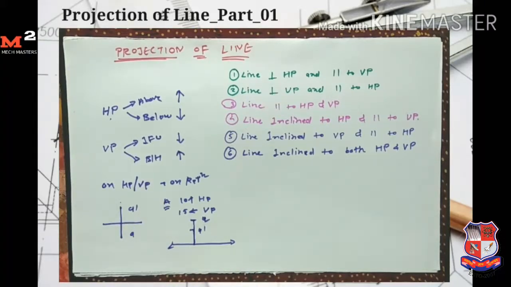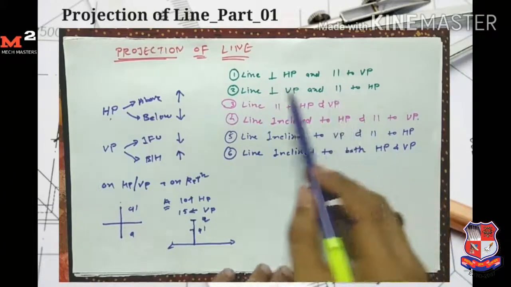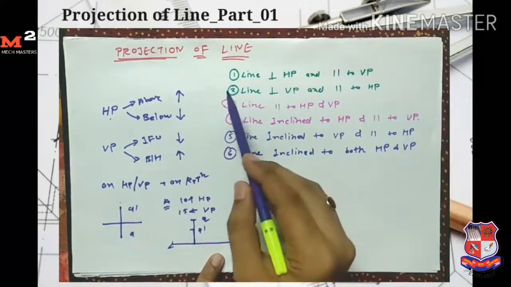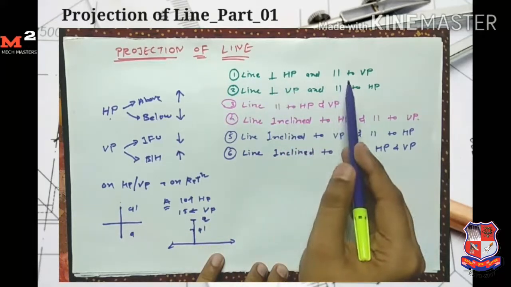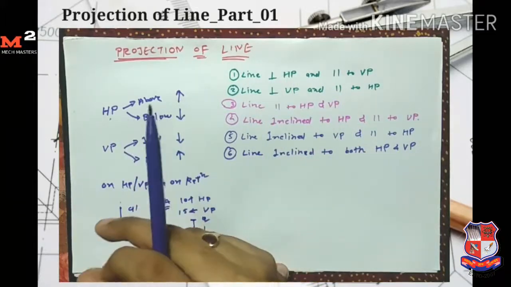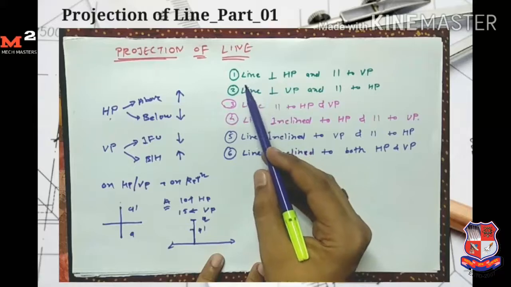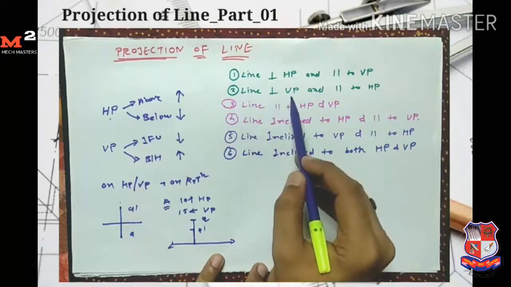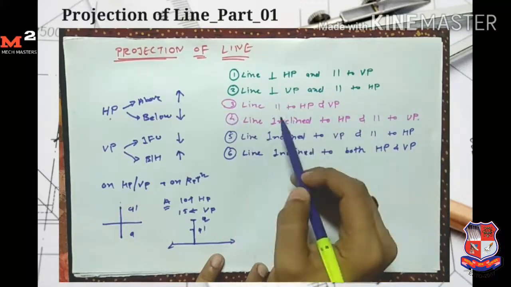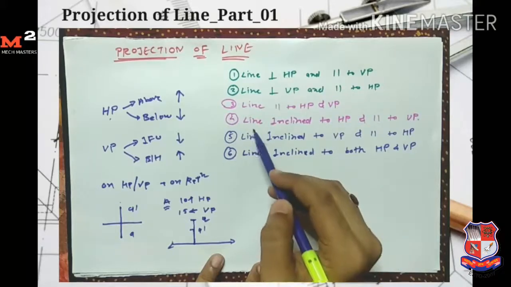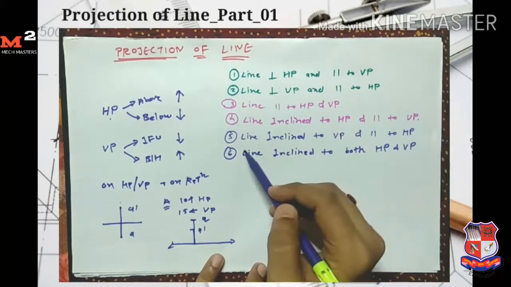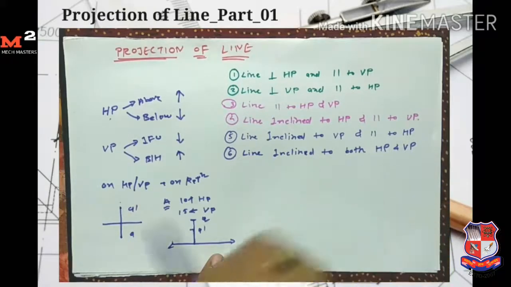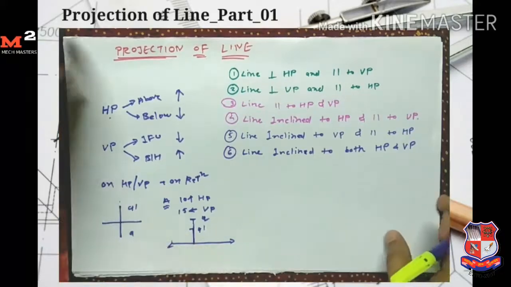Now we come to today's topic, projection of line. In this topic we learn 6 different cases to understand the different conditions for the line. First case is line perpendicular to HP and parallel to VP. We know about the two principal planes, horizontal plane and vertical plane. Second, line is perpendicular to vertical plane and parallel to horizontal plane. Third, line is parallel to both HP and VP. Fourth, line inclined to HP and parallel to VP. Fifth, line inclined to VP and parallel to HP. Sixth, line inclined to both the HP and VP. So let's see all 6 cases one by one.